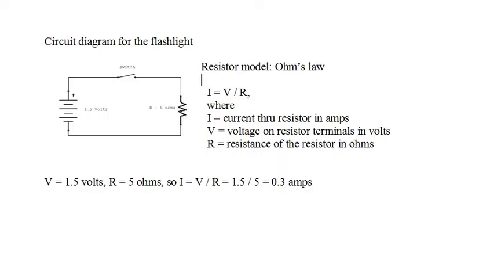The voltage applied to the resistor terminals is 1.5 volts. The resistance of the resistor is 5 ohms, and so the current through the resistor is given by I equals V divided by R equals 1.5 divided by 5 equals 0.3 amps. In this circuit, positive current is flowing clockwise, while the electron flow is in the opposite direction.